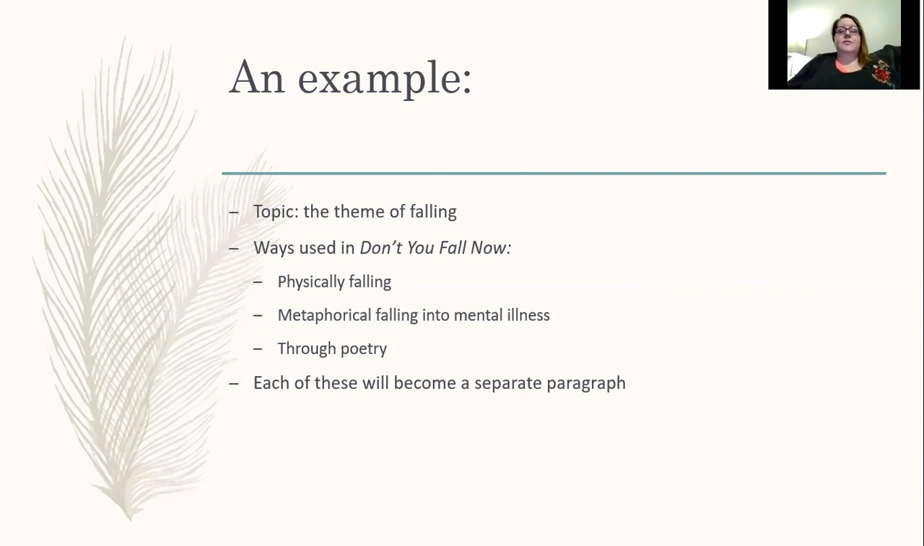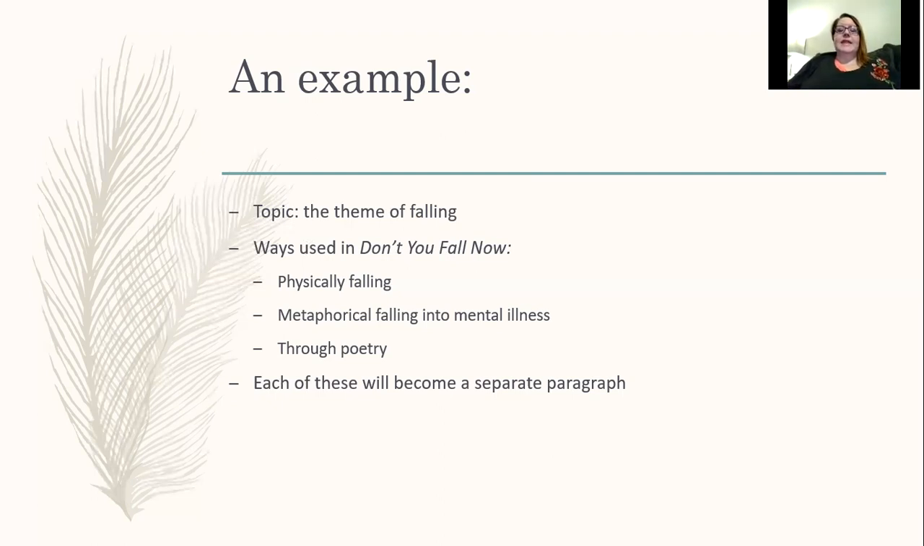I'll make a list of ways that the theme of falling appears. I'll talk about the physical fall that Kamau undergoes when he jumps off the top of the roof of Rupp Arena. I'll talk about metaphorical falling, as in falling into mental illness. I may talk about the title of the text. I could talk about falling for other people, falling out of love. I could talk about Claudia's own falling into mental illness or Kamau's falling into mental illness. And then I could talk about how it's used through poetry.